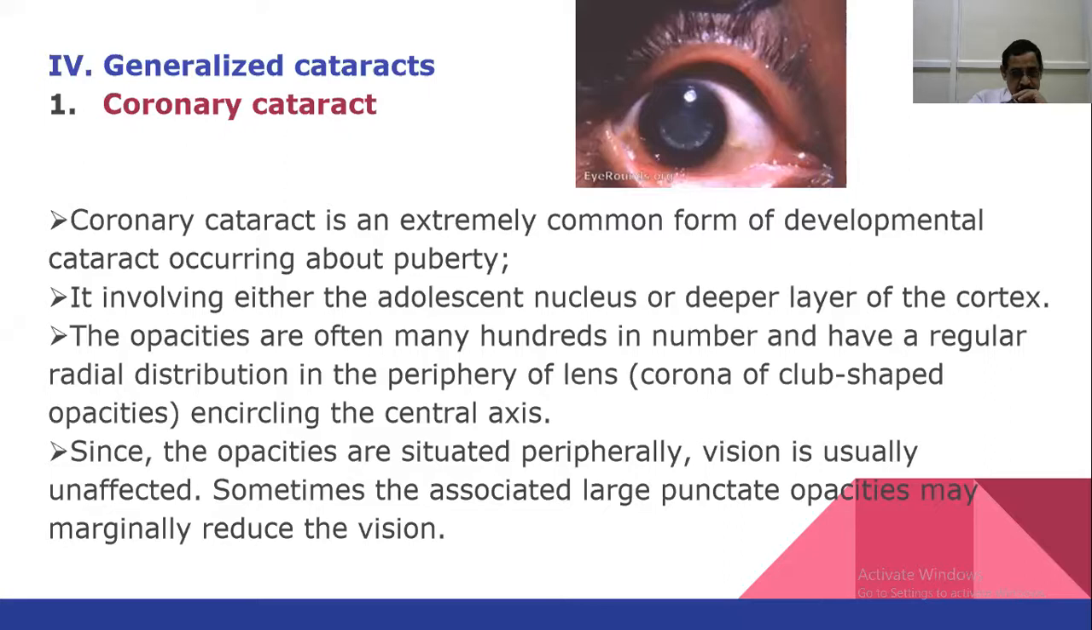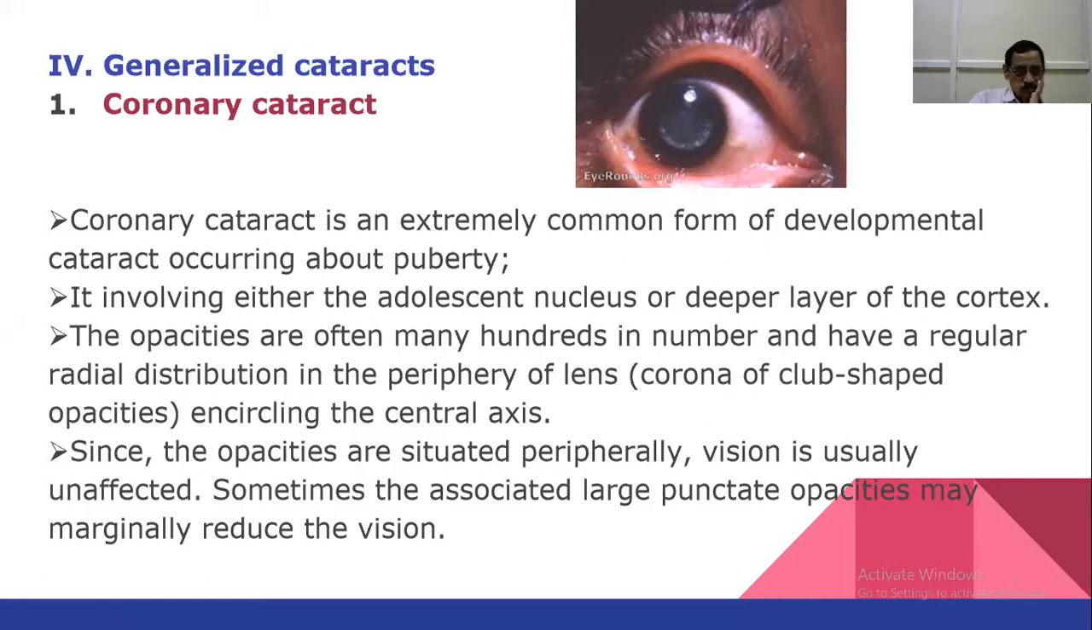Fourth one is generalized cataracts. In generalized cataracts, first one is coronary cataract. It is an extremely common form of developmental cataract. It usually occurs at the stage of puberty. It involves either the adolescent nucleus or deeper layers of the cortex.